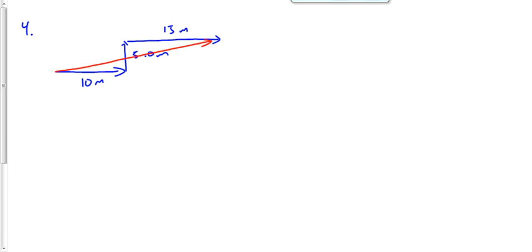Question number 4 says 10 meters to the east, 5 meters to the north, and then we have 15 meters to the east again. My resultant vector is going to be drawn from start to finish, like this. There's no point in even drawing the angle in right now because I don't have a right angle triangle. I don't even have a triangle, let alone a right angle triangle. Well, let's get a right angle triangle. We're going to do that by breaking it into x components and y components. Remember, x is this and y is this. So everything on the x-axis, everything on the y-axis.